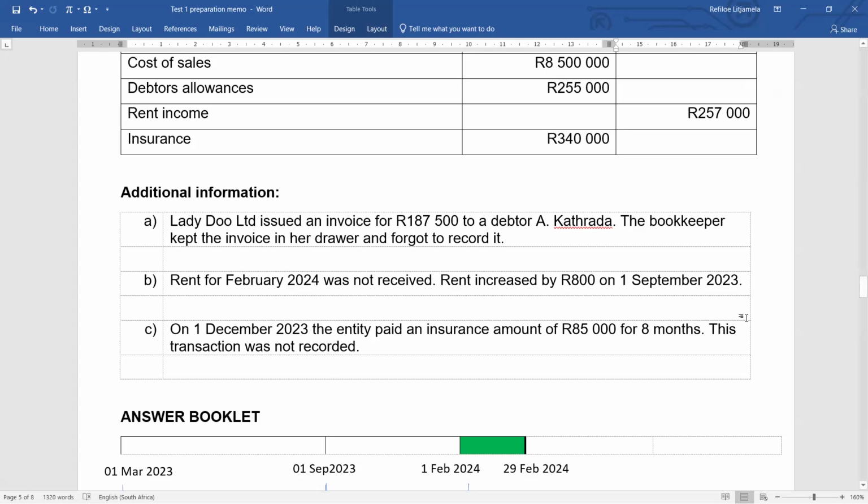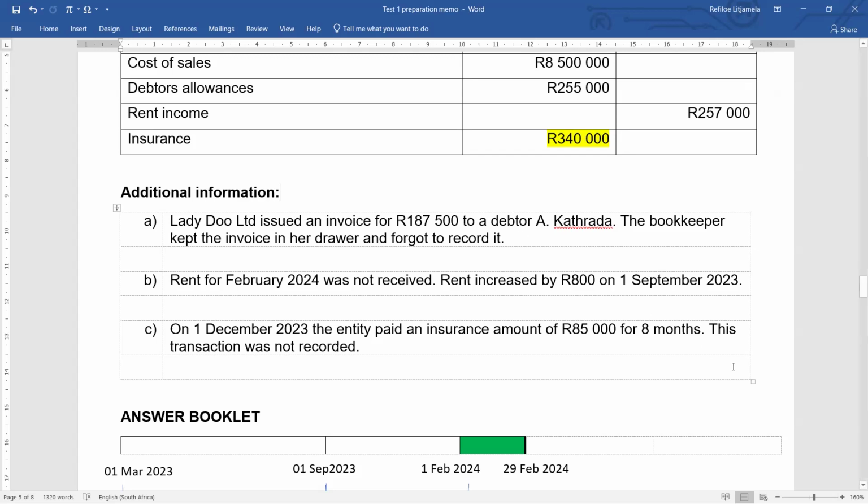So this transaction was not recorded. So this 85,000, guys, was never in there. It's not in that 340. So you can't do what you normally do. It was never included, okay? So far what we normally do is to exclude what is included, and that was not supposed to have been included. But here it was not included at all, okay?